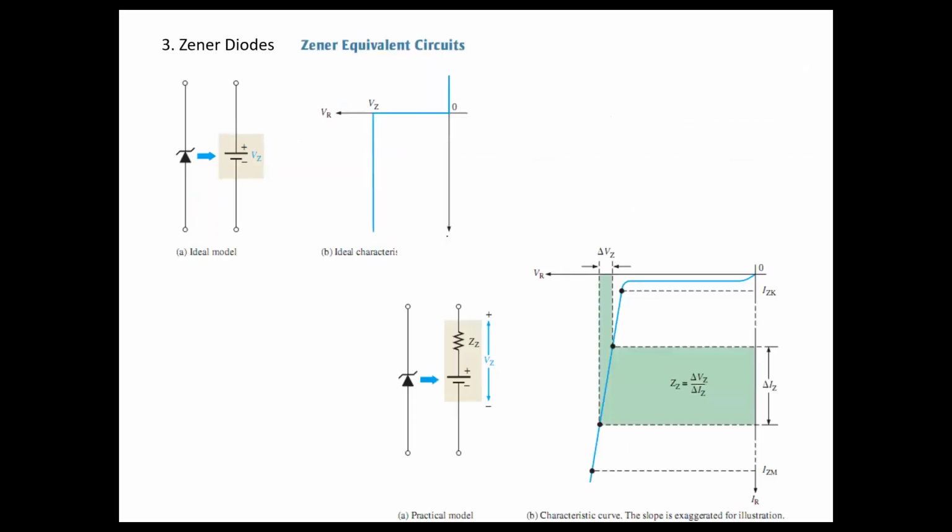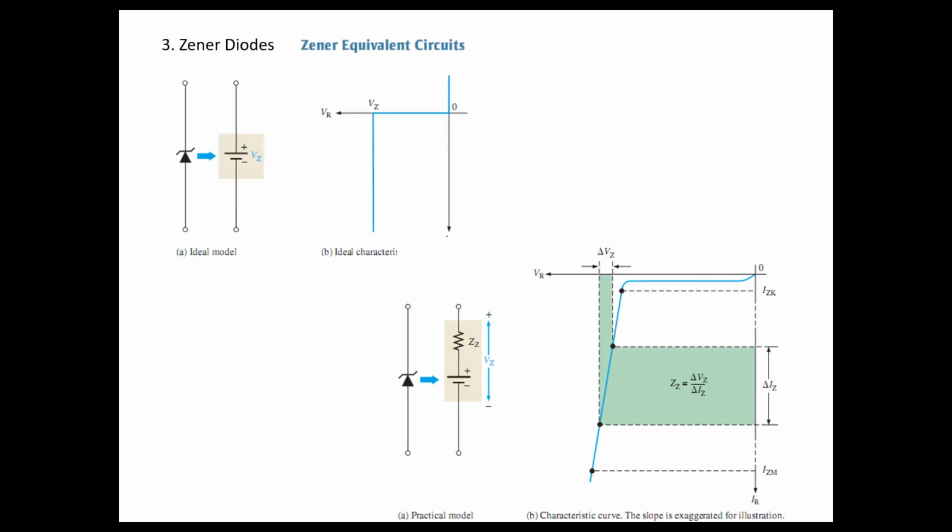Okay, now this is important. This is the ideal model of a Zener diode. We can represent a Zener diode with a voltage source. This VZ is the rated voltage of the Zener diode. In the ideal characteristic curve, there's no angle here. It is a straight line. Just after the Zener voltage, it should conduct if you look at the ideal model.